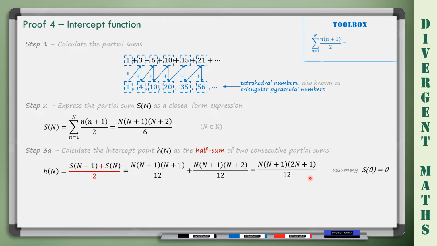So we assume S0, the partial sum at 0, equals 0. In other words, we implicitly assume a 0 here before the sequence starts. Before it starts, there is nothing, we make it equal to 0.